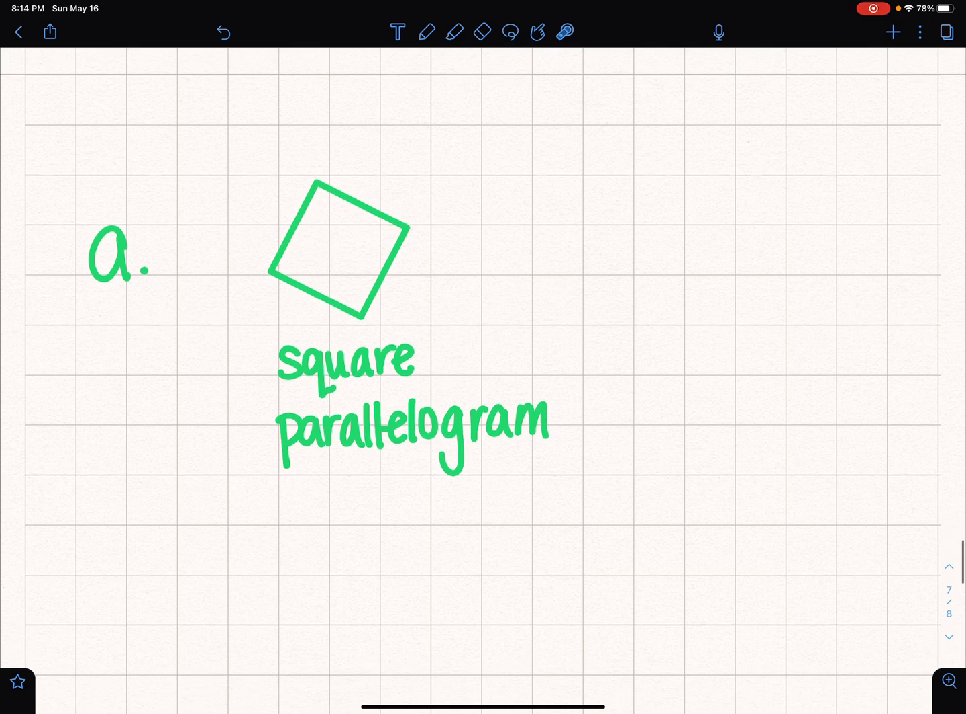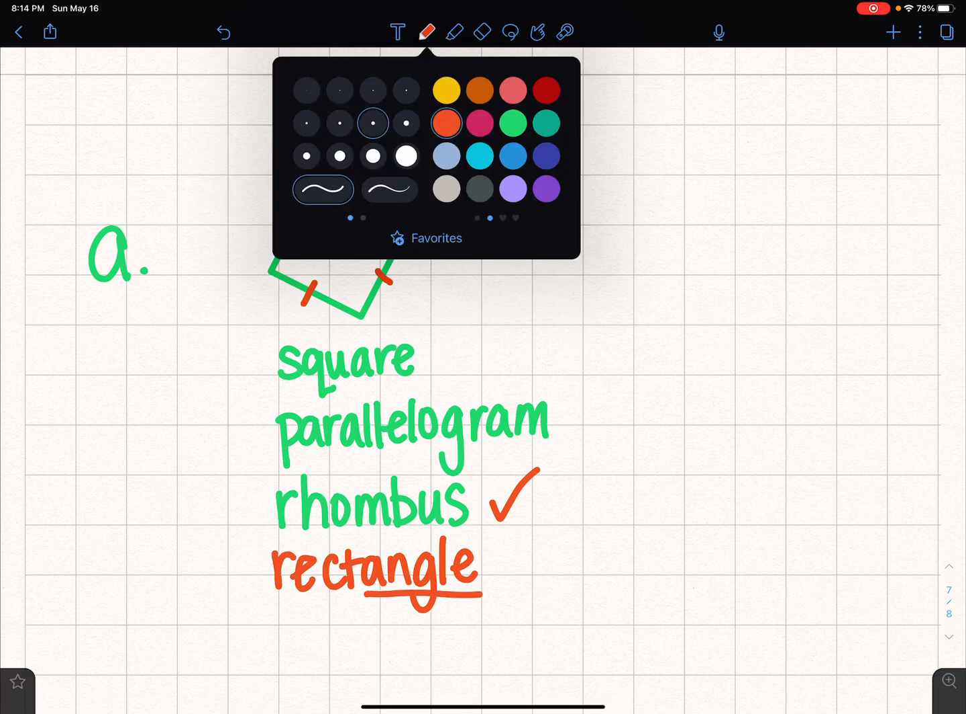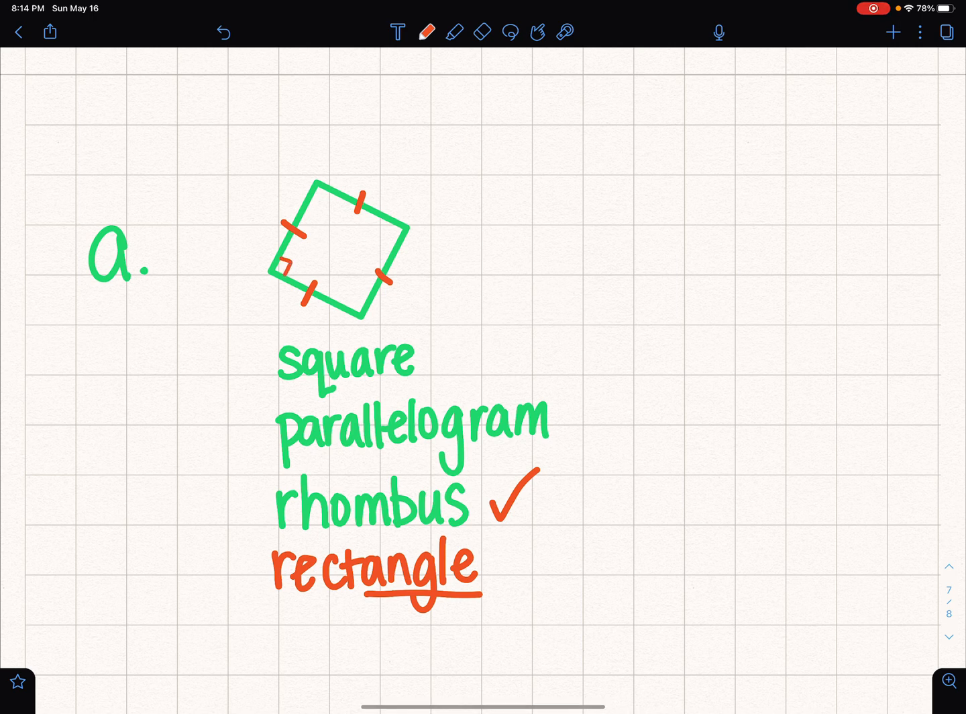Is it a rhombus? Let's remember what rhombus means. Rhombus means all of the sides are the same length. So if we measure it, is this the same as this, and the same as this, and the same as this? Yes, so it is that. What's the next thing it could be? Could it be a rectangle? Rectangle means all of the angles are 90-degree angles, or they're straight up and down. Yes, it is a rectangle because all of the angles are the same. And then we already know it's a square. So it's actually 4 different things. Cool, huh? And it's going to make you do that on B, C, and D.